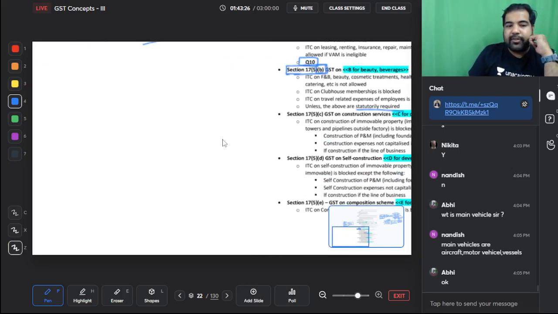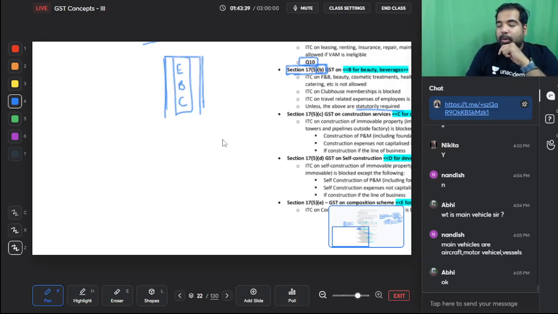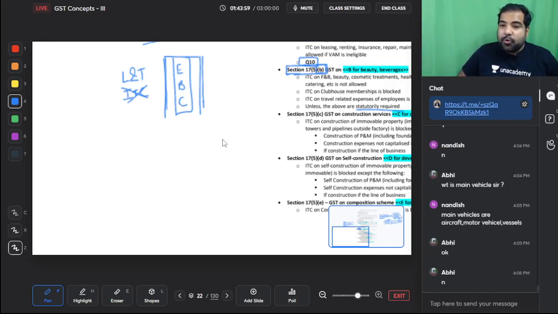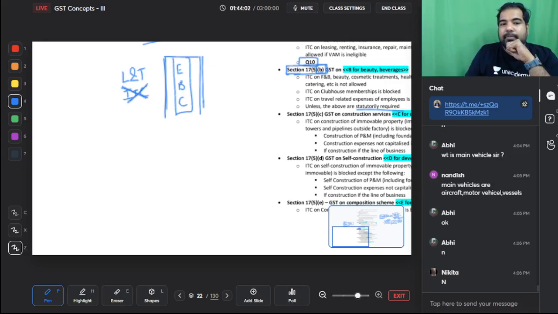Next guys is 17.5c. C is for construction. You want L&T to construct a building for you called Electric Bike Company building. So this is construction of an immovable property. L&T said, okay, I will charge you 1 crore plus GST. On this building, no ITC is allowed. Why no ITC allowed? Because when you sell this building, guys, please tell me, when you sell an immovable property later on in future, will the government get GST? No, and hence the government doesn't give credit.